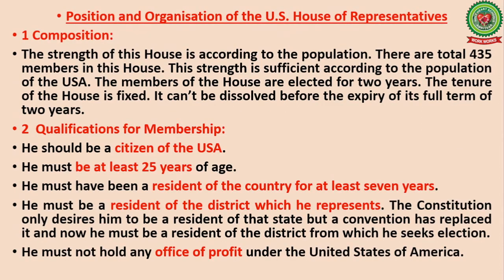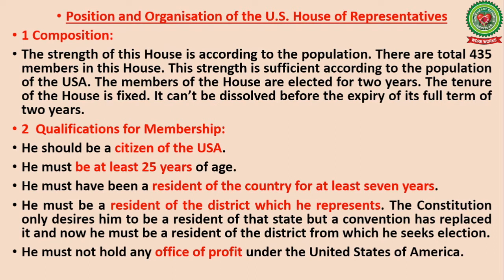Now I will talk about the position and organization of the US House of Representatives. Means what is their position? First of all, I will talk about the composition. The strength of this house is according to the population. There are a total of 435 members in this house.